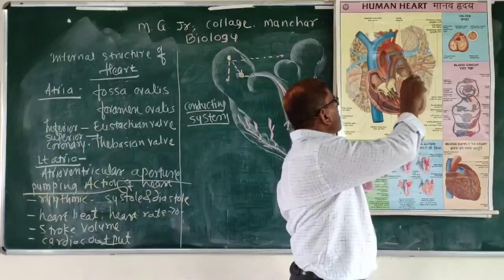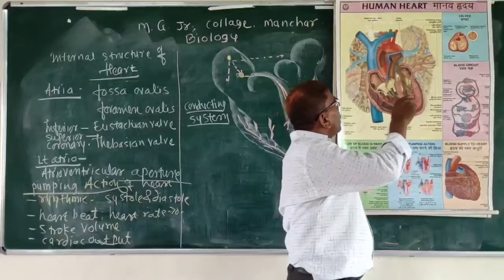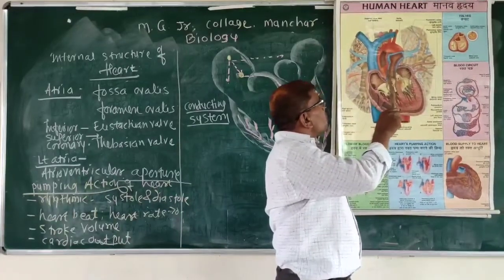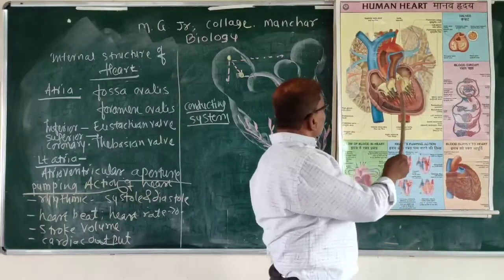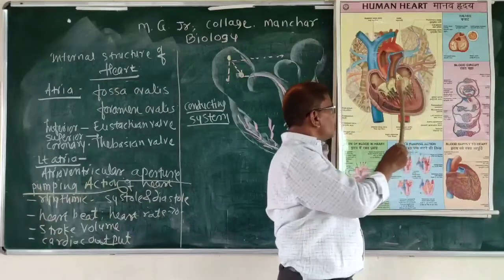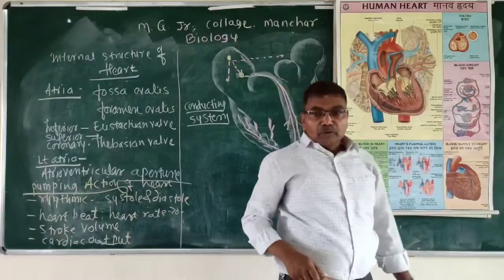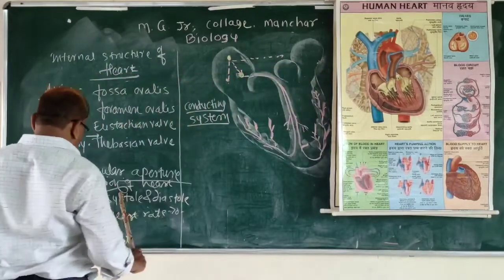This aorta carries oxygenated blood from the left ventricle, while the pulmonary artery carries deoxygenated blood towards the lungs for oxygenation. So these are the different parts of the heart and their functions in short. Then we are going to discuss the pumping action of the heart.